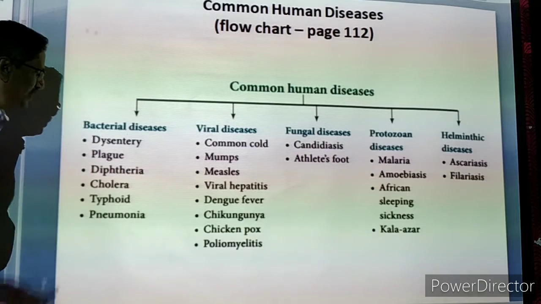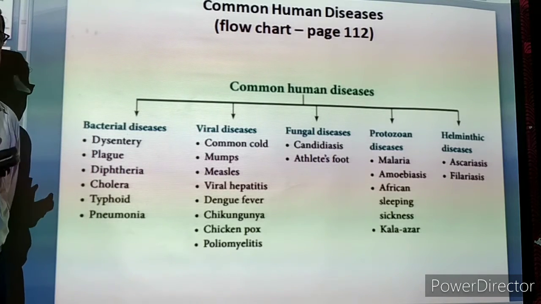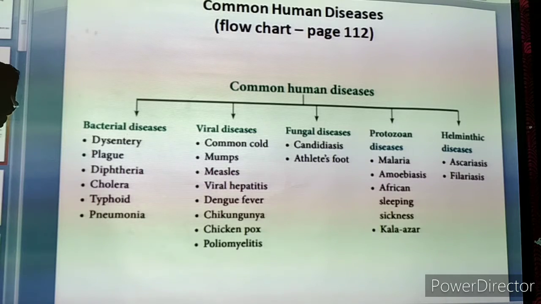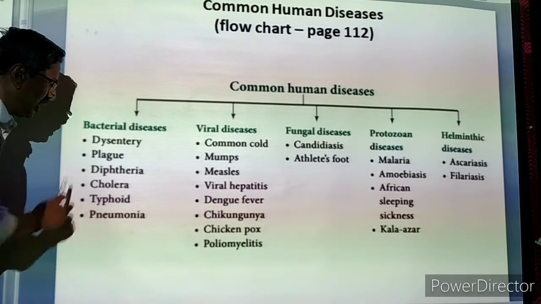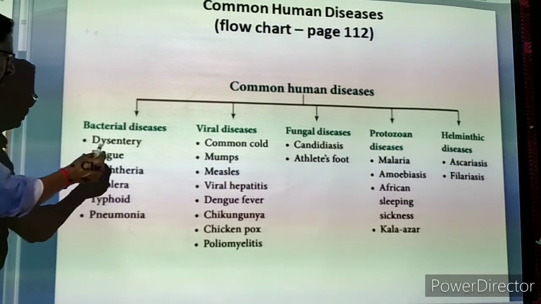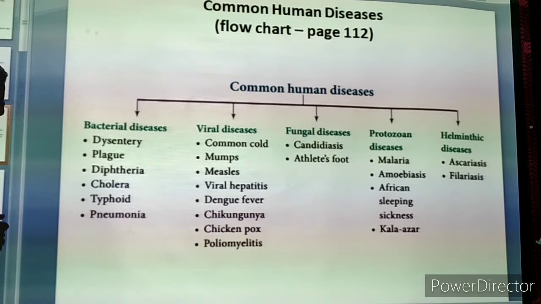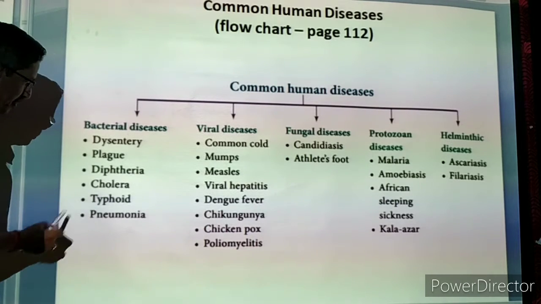Now the next one is diphtheria. Diphtheria means that these bacteria are attacking the throat and the nearby region of the throat. That is diphtheria. Cholera. It is caused by bacteria entering into the large intestine and causing vomiting and diarrhea. That is called cholera.